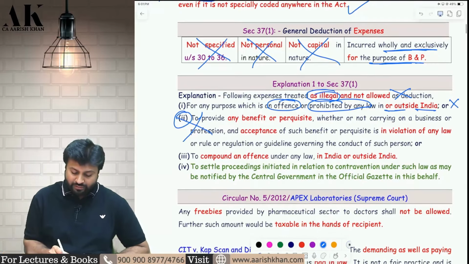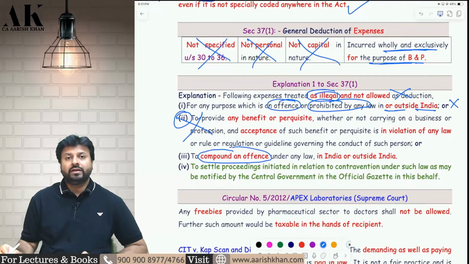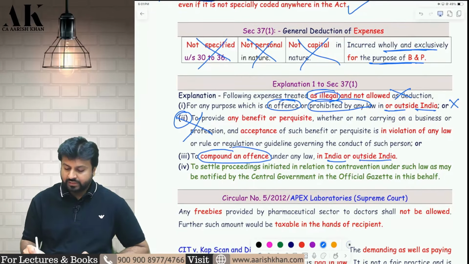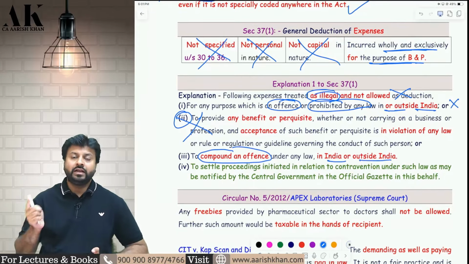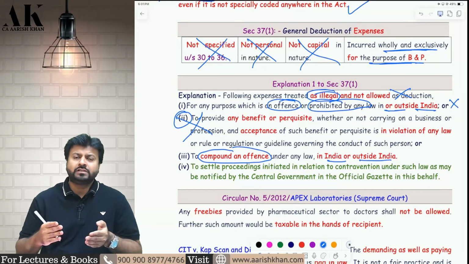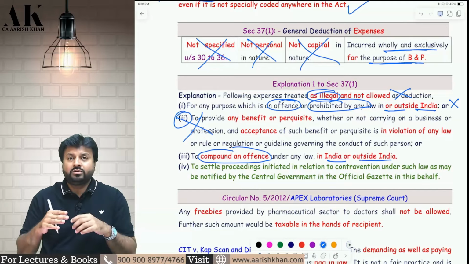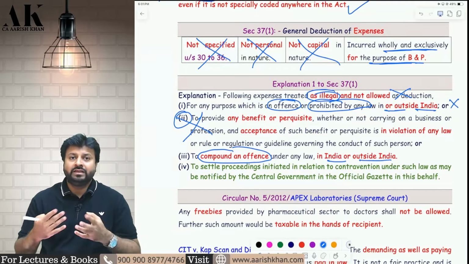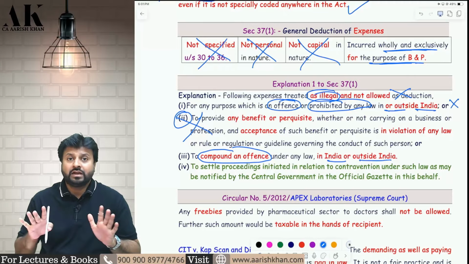Third one, if I do any compounding of an offense, whether I compound that offense in India or outside India, if I compound any offense under Indian law or under a foreign law, both will be disallowed under the income tax law. What do I mean by compounding of an offense? Compounding of an offense means you have broken a law. Now you are trying to cover up that law by paying some hefty fee, hefty penalty. Then that is also disallowed under the income tax law.